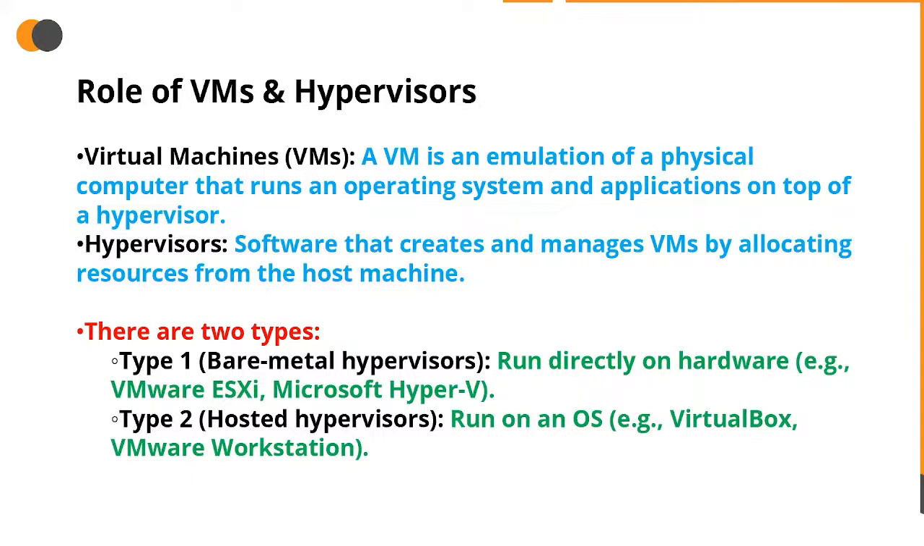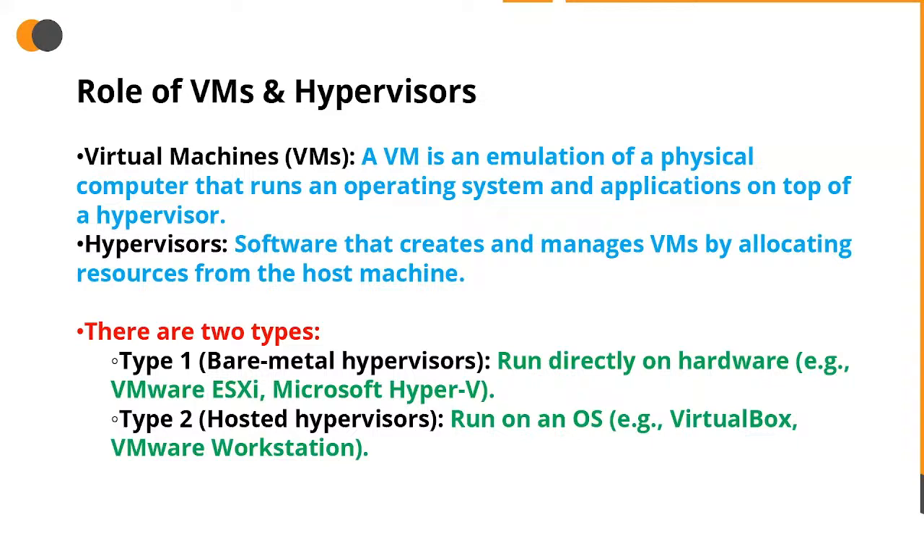A hypervisor is used to run virtual machines on a single physical computer, and it is also known as the virtual machine monitor (VMM). The hypervisor allocates resources like memory and processing power from the host computer to the VMs, and each virtual machine acts as a complete computer itself with its own operating system and programs. So a virtual machine, what is that? A virtual machine is an emulation of a physical computer that runs the operating system and applications on top of the hypervisor.